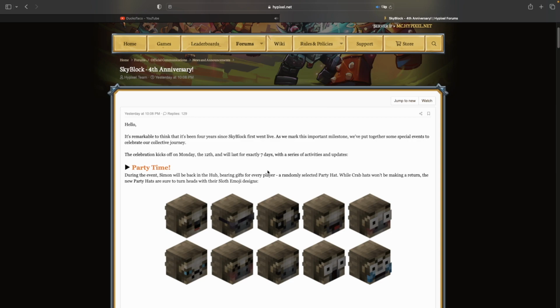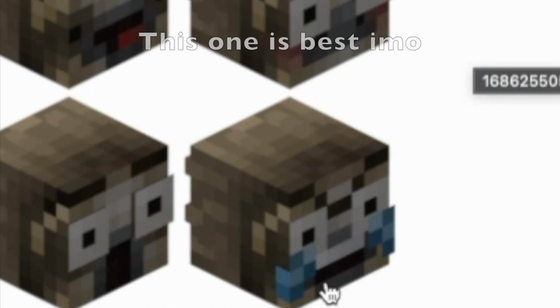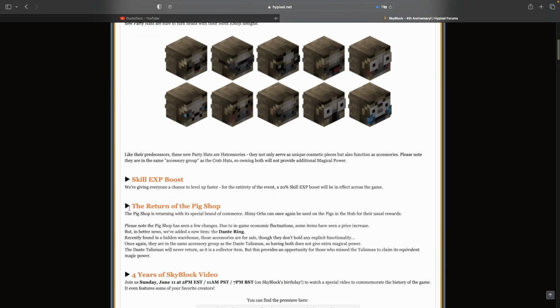Now, what exactly about this shows that you should not invest in farming? From what I can see, it's just goofy looking slots. Well, it's this, the return of the pig shop. Now, for those who don't know what the pig shop is, it was basically a shop during when Technoblade was mayor, where you could use something called shiny orbs on pigs and get rewards.